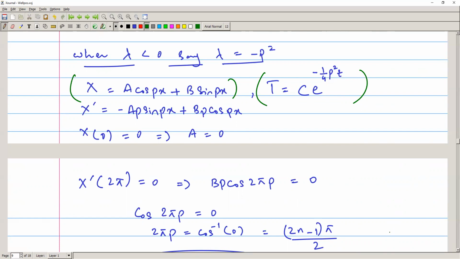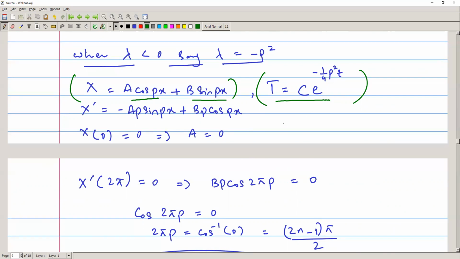We know that the function of x will be a cos px plus b sin px. And the function of t will be c to the power negative 1 over 4 p square t. This c is a constant, so don't be confused with it. This c is just a constant, right?